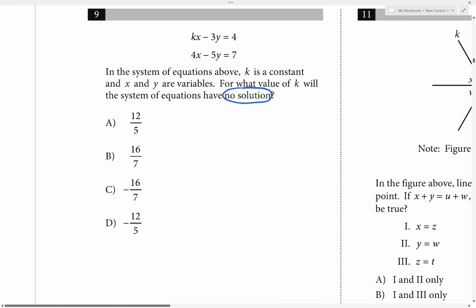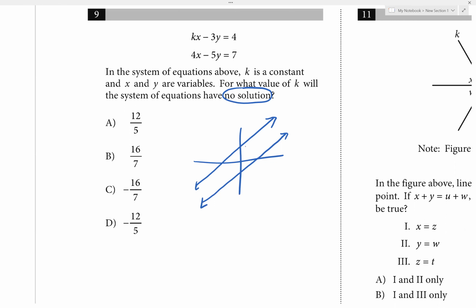So any time we have a system of equations and we want it to have no solution, then graphically speaking, the two lines should be parallel. Think about parallel lines: if they're parallel, then they won't touch each other, so they will never have a solution. So that'll be no solution.